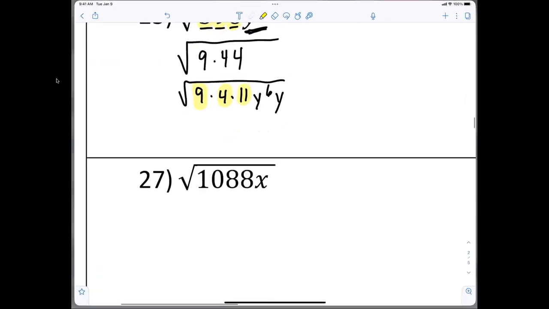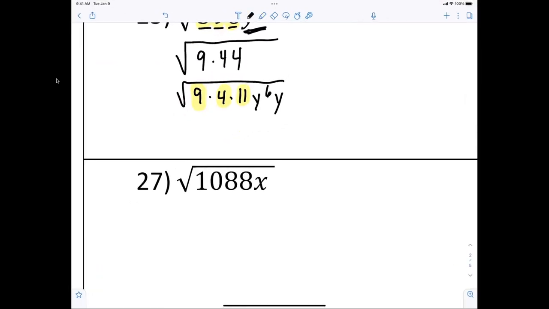All right, so now what's the square root of 9? 3. What's the square root of 4? 2. So 6. Square root of y to the 6th? y to the 3rd. Yes. What's left behind? 11 and a y. That's correct. I accidentally highlighted 11. Not necessary to highlight the 11. It's not a perfect square, or underline it.